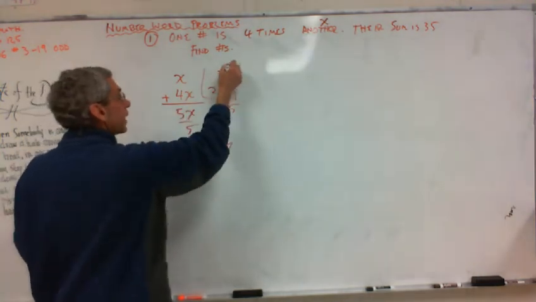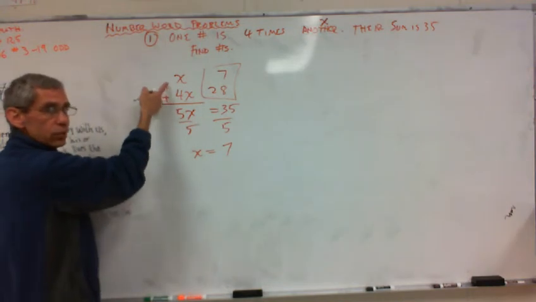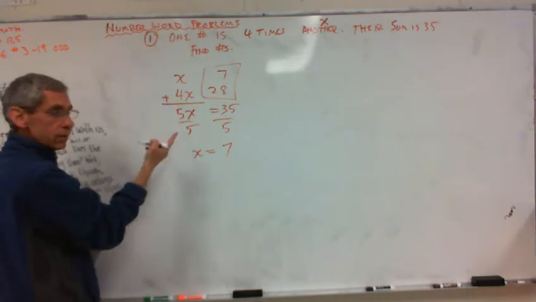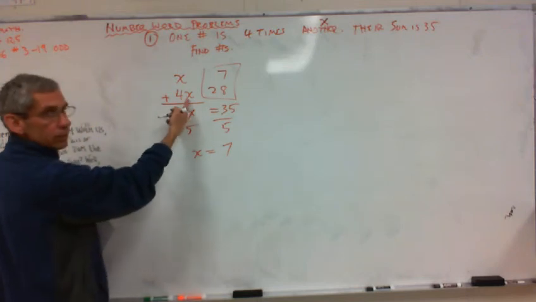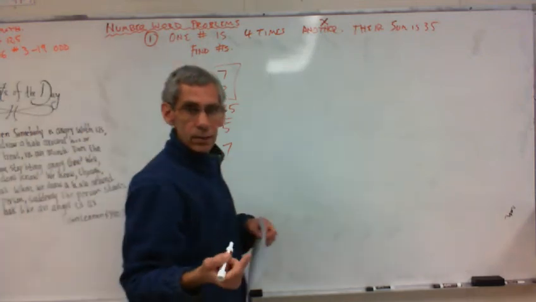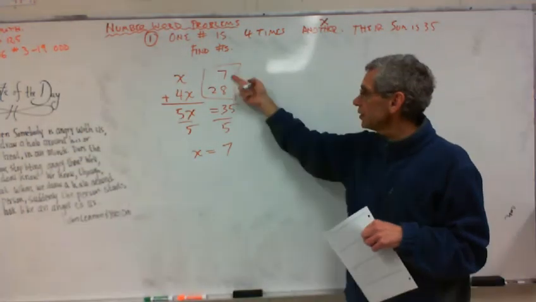I always thought you had to go back to these original things to find your answer, right? X is 7. X is 7, 4 times 7. Boom. So the numbers are 7 and 28.